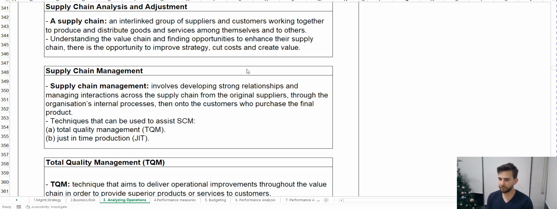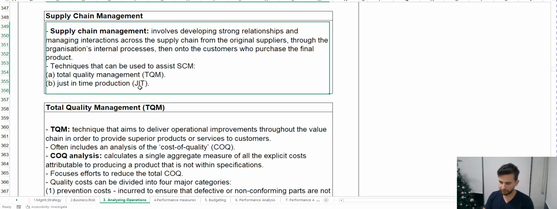So it's important about applying the value chain that we discussed above and actually finding opportunities within that supply chain to enhance efficiency, strategy, cut costs, and create value. So supply chain management is the process of developing strong relationships, managing interactions across the supply chain, from original suppliers through the organization's internal processes, then onto customers who make the final product. So there's two main techniques that can be used to assist supply chain management. Quite important to understand what these mean, what they do.